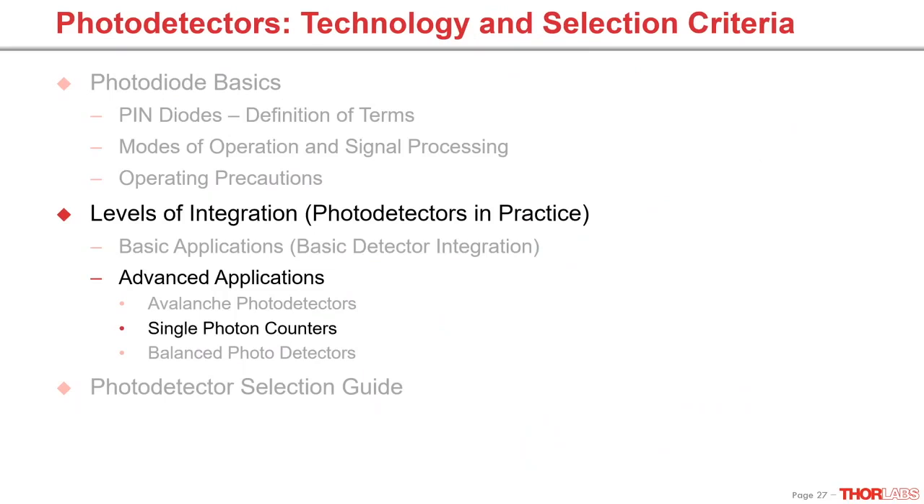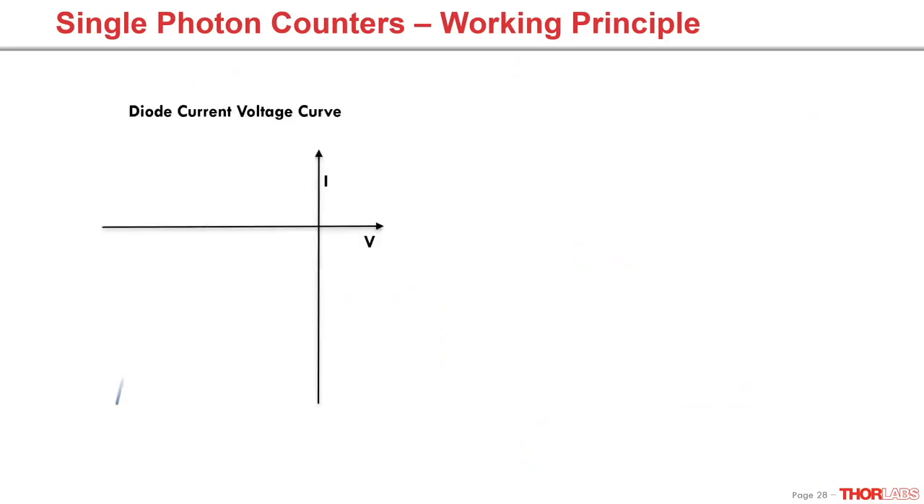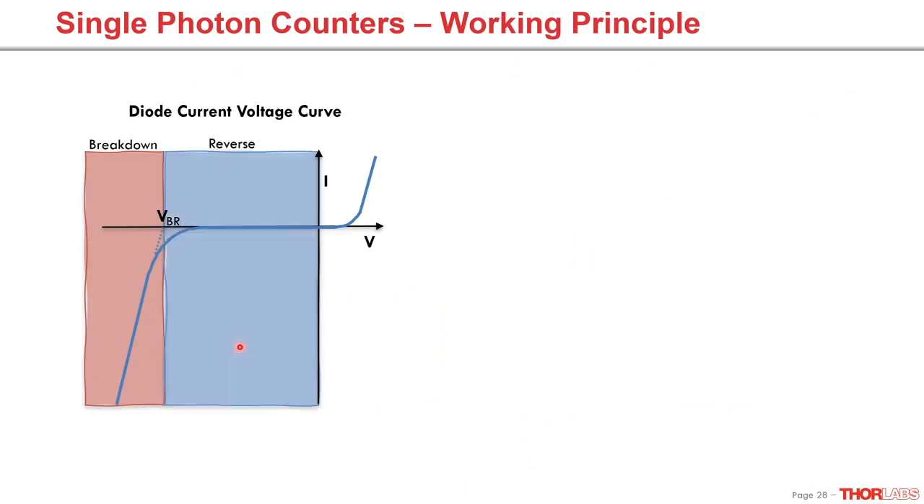So another special kind of avalanche photodetector can be used for single photon counting. To explain the working principle, we are looking at the diode current voltage curve that is separated in three areas: the breakdown area, the reverse operation area, and the forward operation area. For pin photodiodes, the forward operation would correspond to the photovoltaic mode and the reverse biased operation to the photoconductive operation.